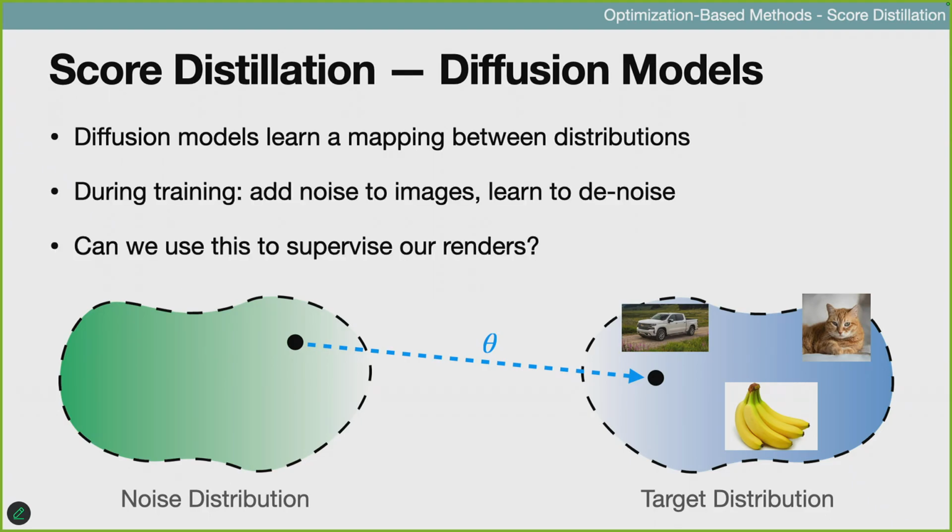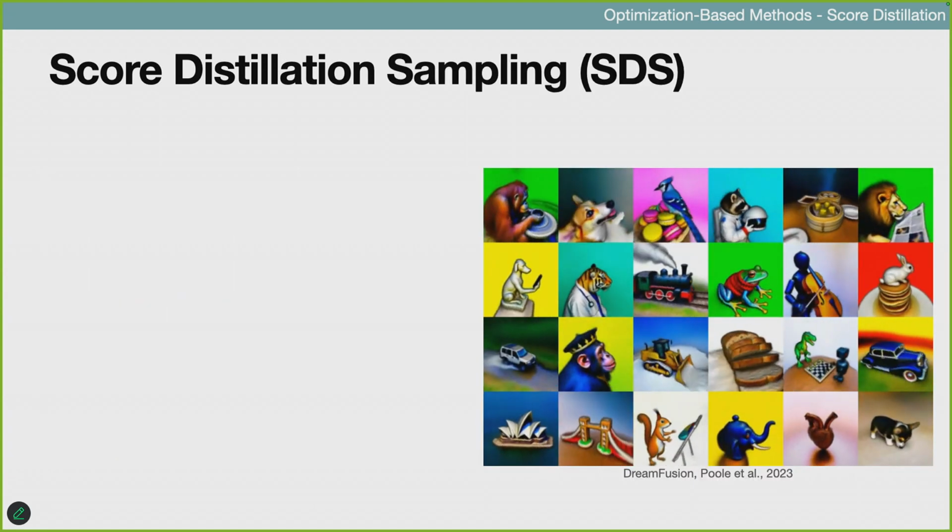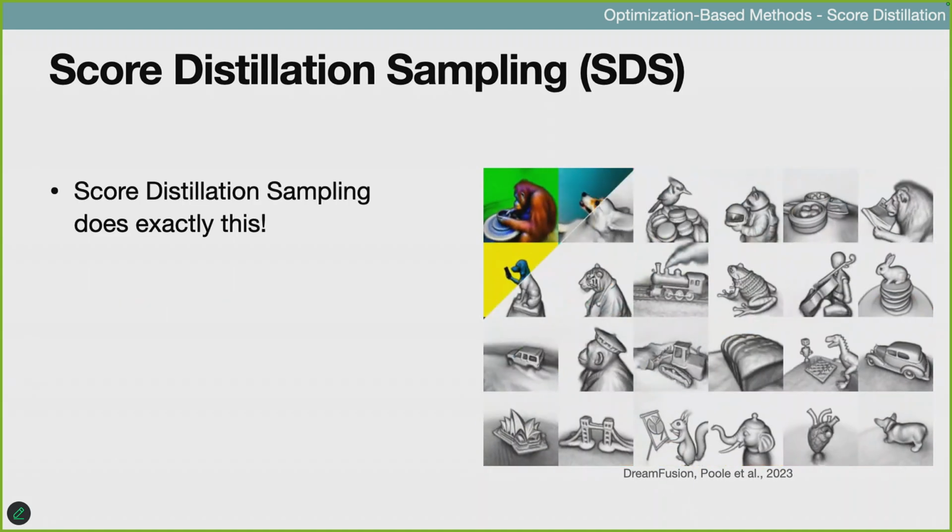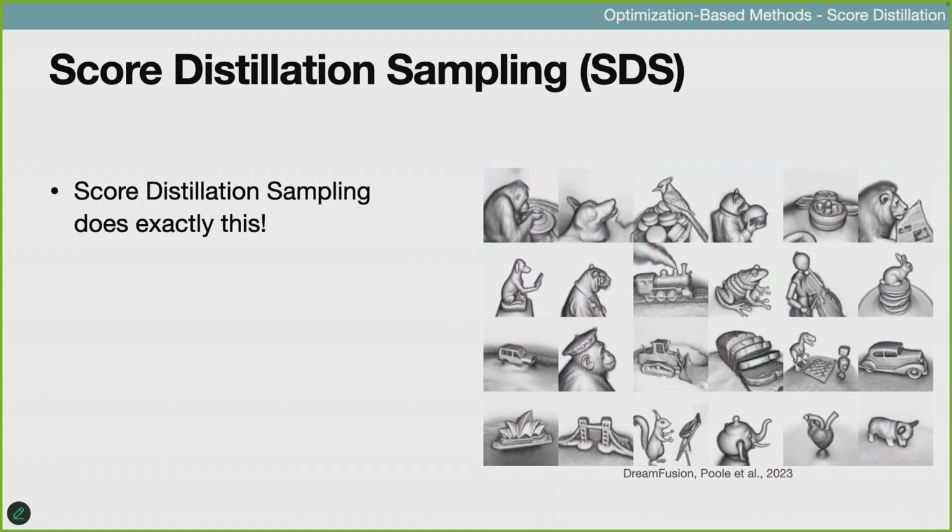And then people have actually researched how we can take these models that are able to transfer between these different distributions, and use that to supervise something like a parametric image representation, which is exactly what our renders are, right? So the way you do this is called score distillation sampling, right? So it does exactly this.